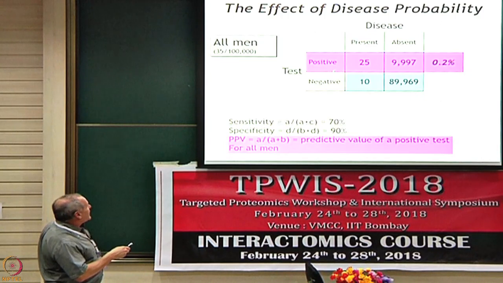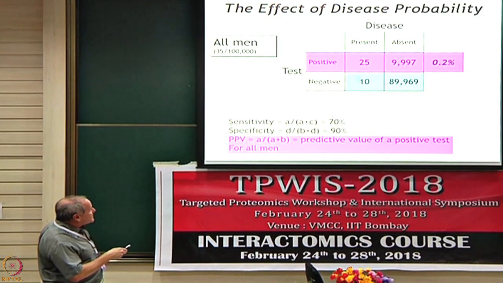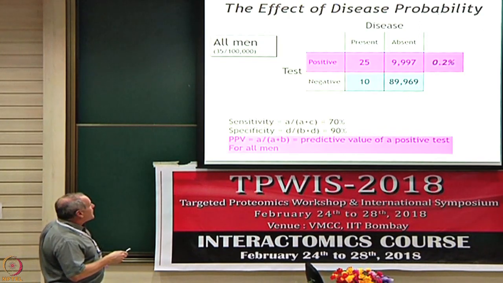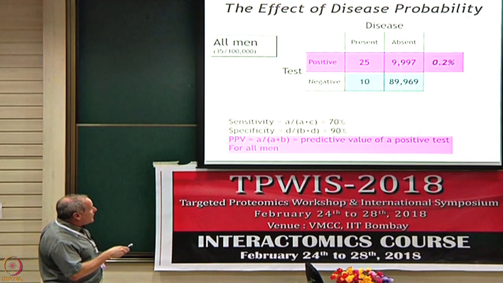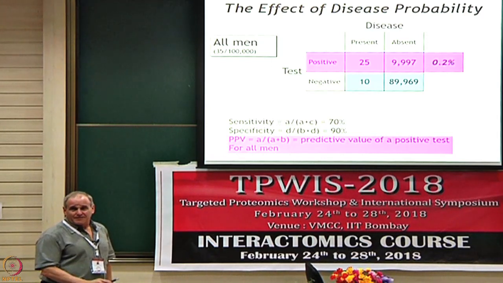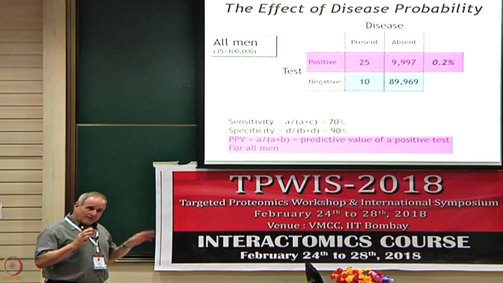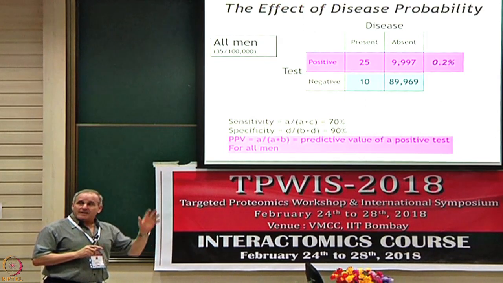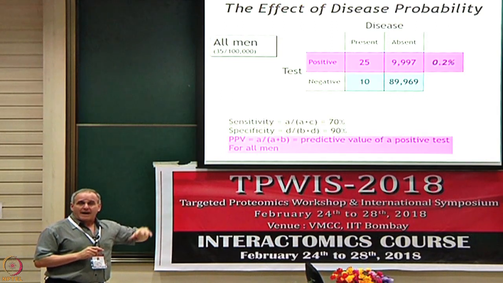So now let's do the math again. The population that has the disease is 35. The population that doesn't is everybody else, out of 100,000. Still, we have a 70% sensitivity here. And here, we still have a 90% specificity. Look at how good that test is, 0.2%. So the take-home message here is that depending on the population, the positive predictive value changes dramatically.